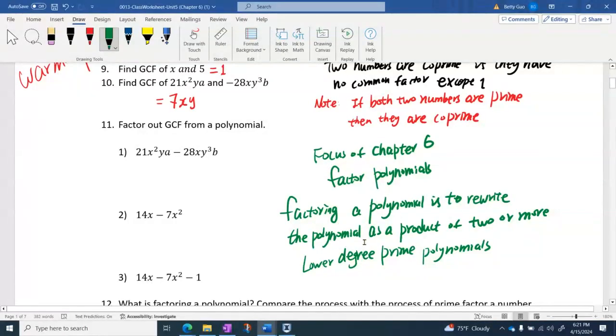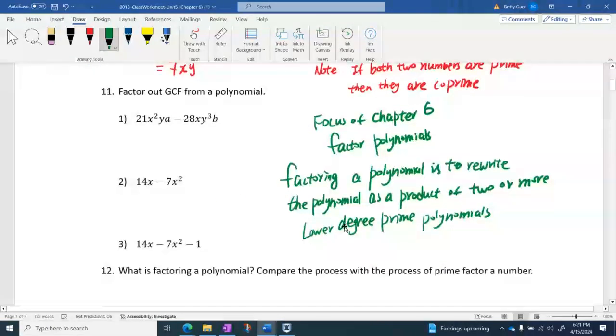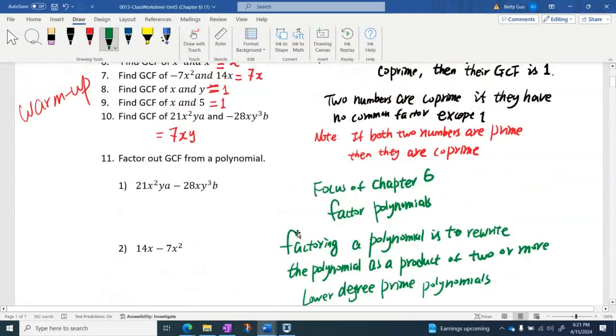What is a factor of a polynomial? And our focus is to know how we factor. We are going to learn multiple methods, and the first method is going to be factoring out the GCF. The first method we're going to learn is to factor out the GCF of all the terms in the polynomial. So let's get started.